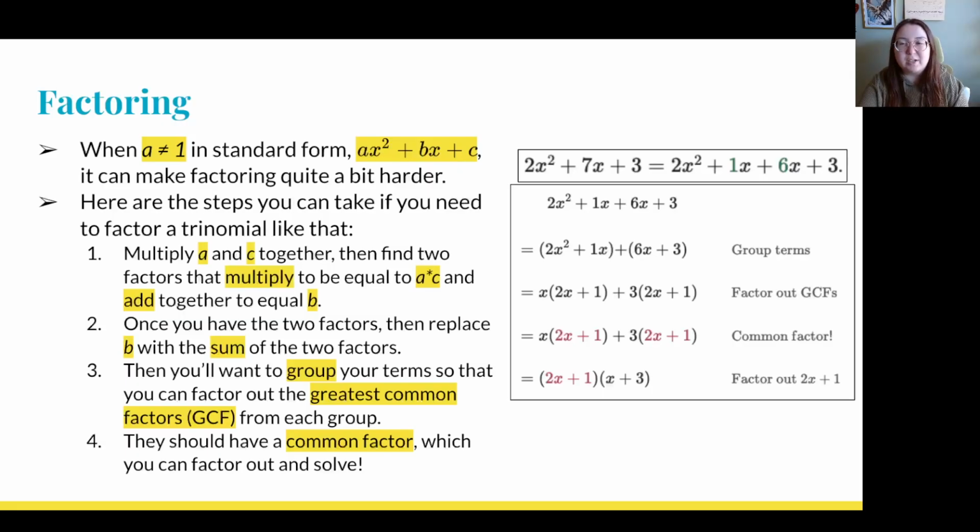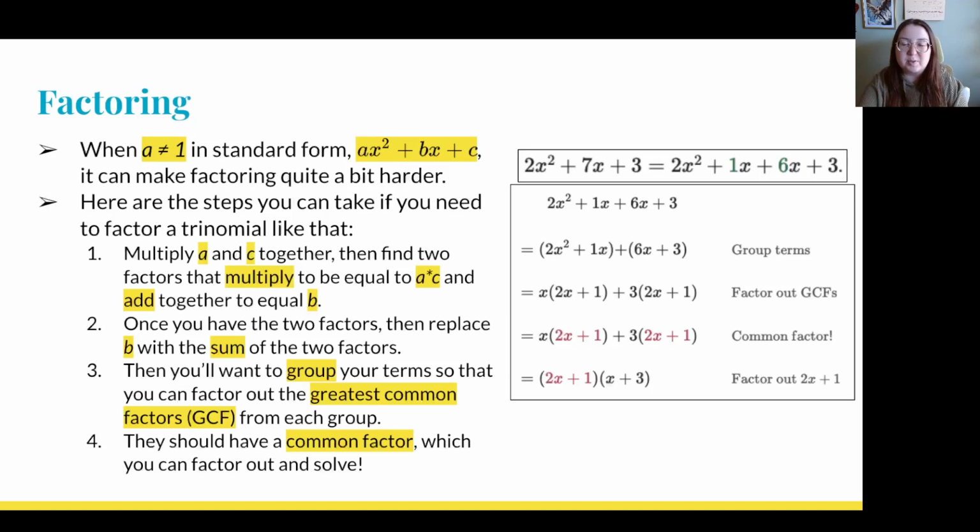So we'll want to find two numbers that multiply to 6 and add to equal b, the number in the middle. The number in the middle is 7. So two numbers that multiply to 6 that add to 7 would be 6 and 1. 6 times 1 is 6, and 6 plus 1 is 7. So what you'll do is that you'll separate b by the sum of those two factors.